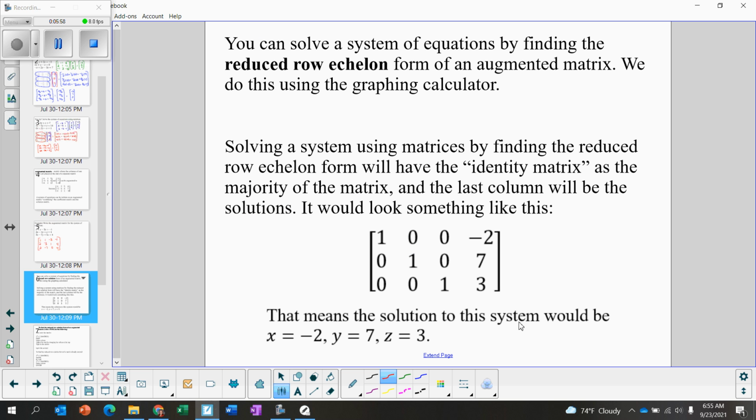What we could do with an augmented matrix is solve the system doing something called reduced row echelon. We could do it on a graphing calculator, and we can do it on the Desmos calculator. So when we do this, it will create what we call the identity matrix, and then we're left with the last column being our solution. So that means if the first spot was x, x would be -2, the second spot y would be 7, and the third spot z would be 3.